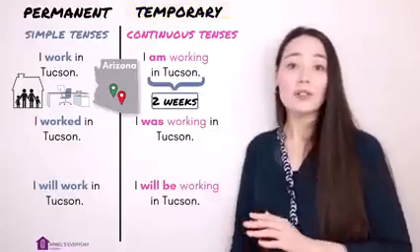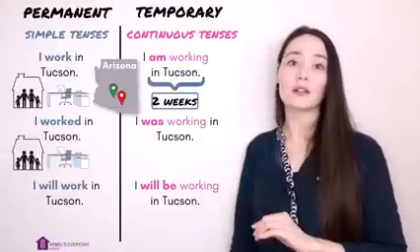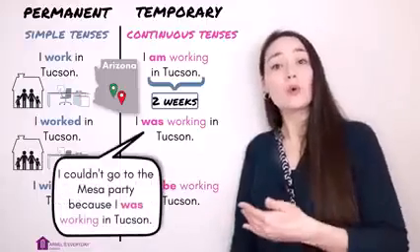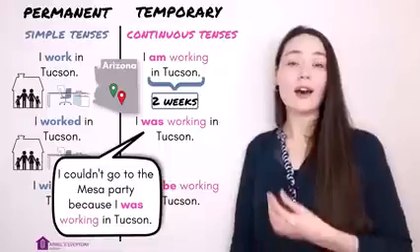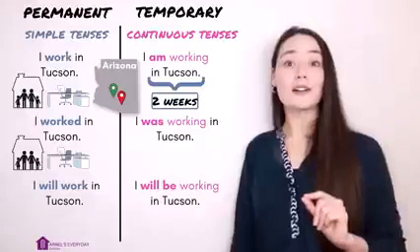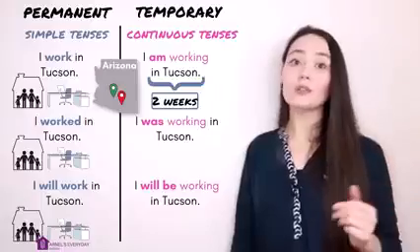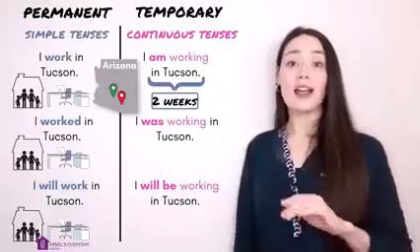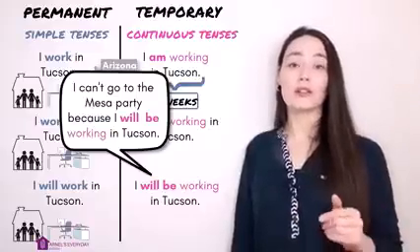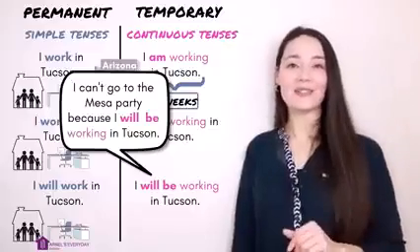It's the same thing for the other tenses. I worked in Tucson. That was my life. My office was there. I couldn't go to the office party because I was working in Tucson that week. A temporary feeling. I will work in Tucson. This will be my new future life. I will be working in Tucson. Temporary. I can't go to the Mesa party because I will be working in Tucson. My main office is in Mesa, but here, temporarily, I'll be working in Tucson.